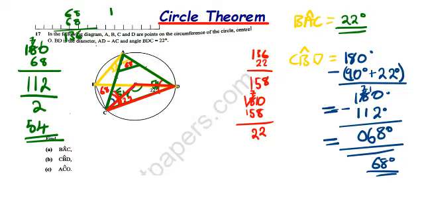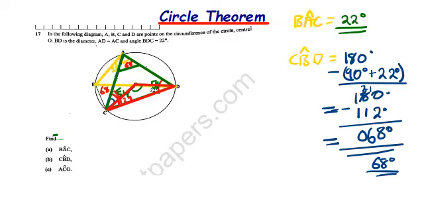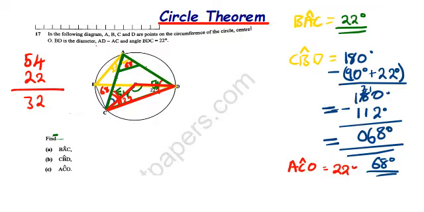Now if I have a 22 there, which simply means that all of this is 54, and then I already have a 22. So I can just say 54 minus 22. So 4 minus 2, that is a 2. 5 minus 2, that is a 3. So my answer becomes 32. So I can just say my ACO is equal to 32 degrees like that. That is our answer for this question.